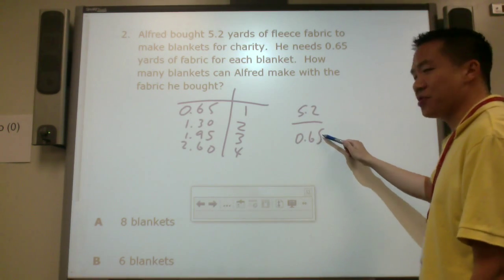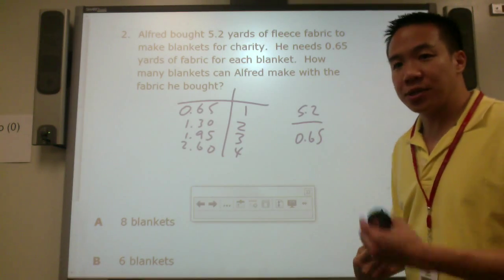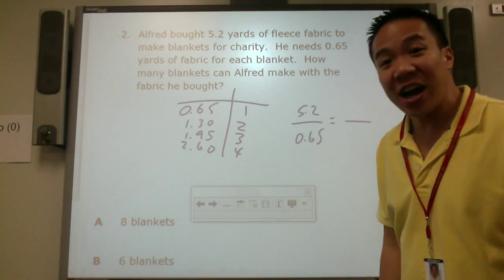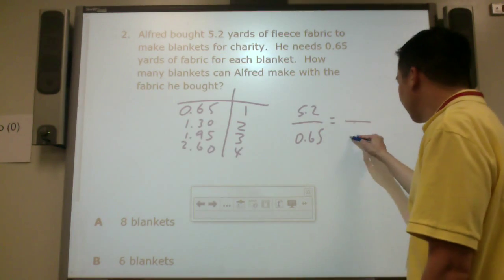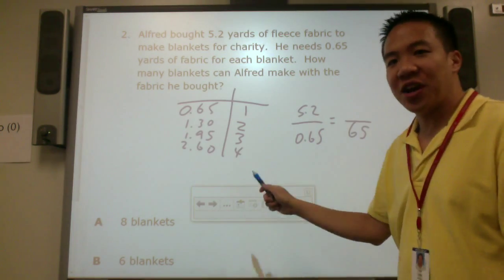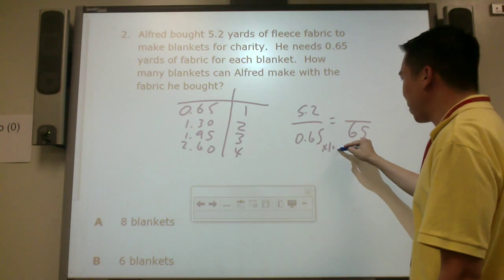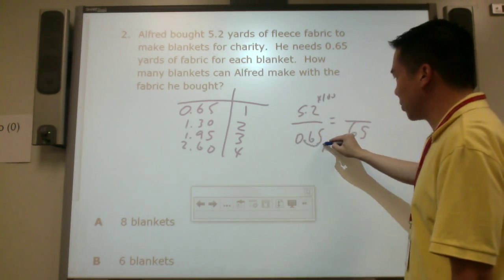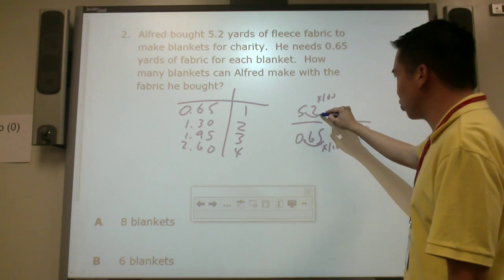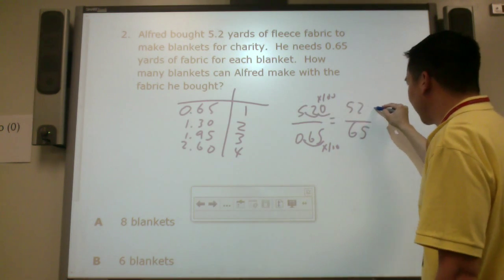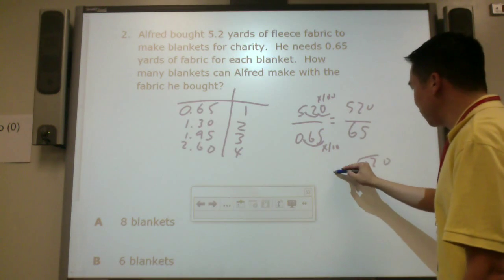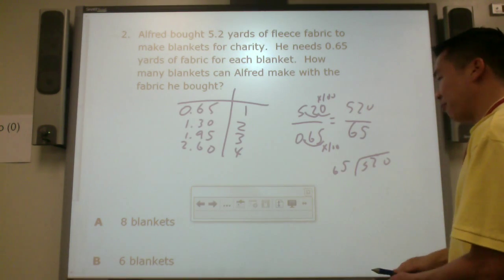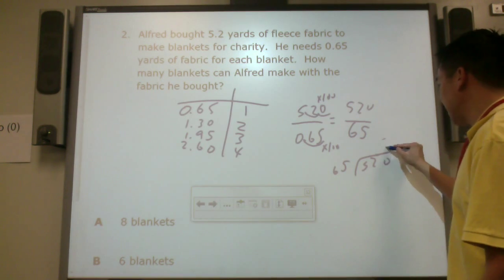How many groups of 0.65 go into 5.20? Again, to divide decimals, we need to turn this divisor into a whole number. So how do you turn 0.65 into a whole number? You multiply it by 100, or you can move the decimal 2 places to the right, and move this 2 places to the right, so it's 520. How many groups of 65 go into 520? It goes in not 4 times, let's say 8 times.